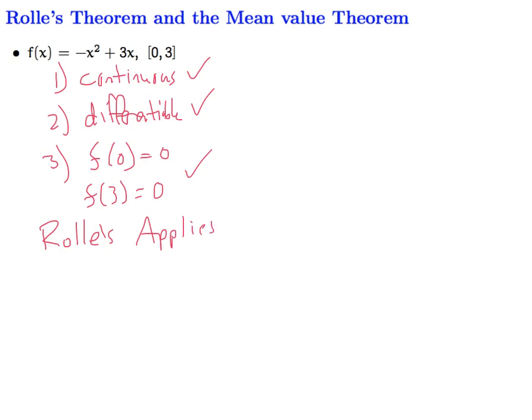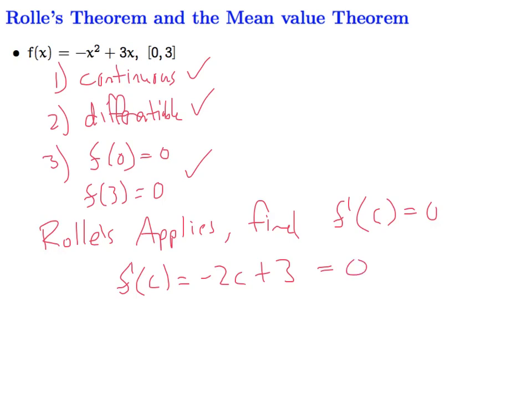And so then what we can do is find everywhere where it's true. So we can find the c value so that the derivative is equal to 0. In this case, the derivative of our function at c is going to be negative 2c plus 3. And we want to know where this is equal to 0. So we simply solve this equation, and we end up with c equal to 3 halves. So this is the location where our derivative is equal to 0. And we could even graph this and look at it.